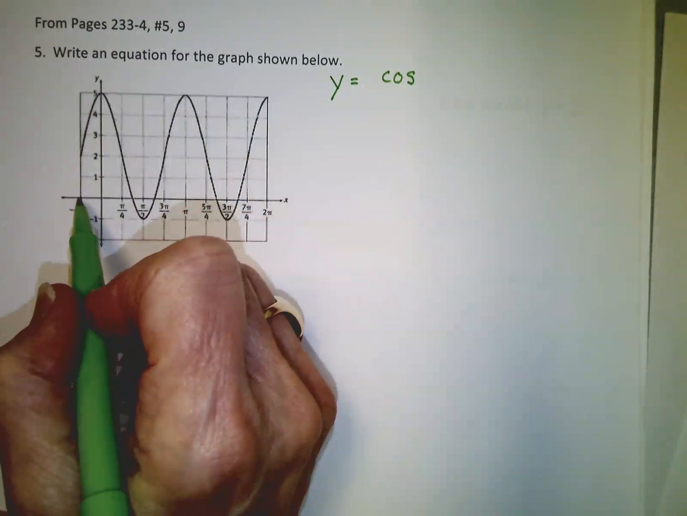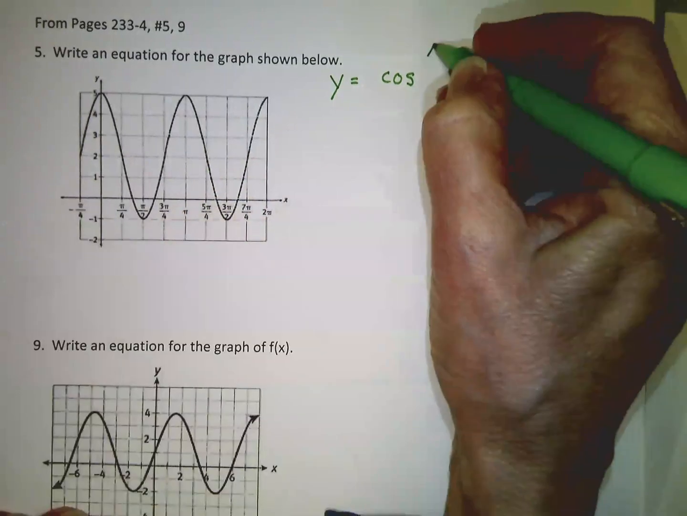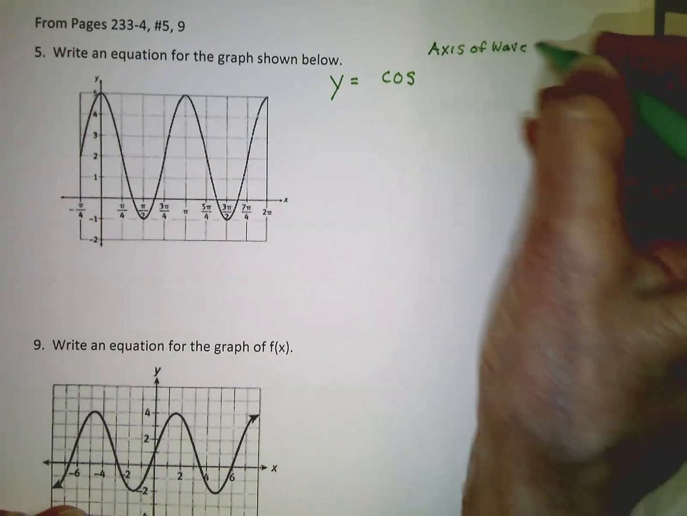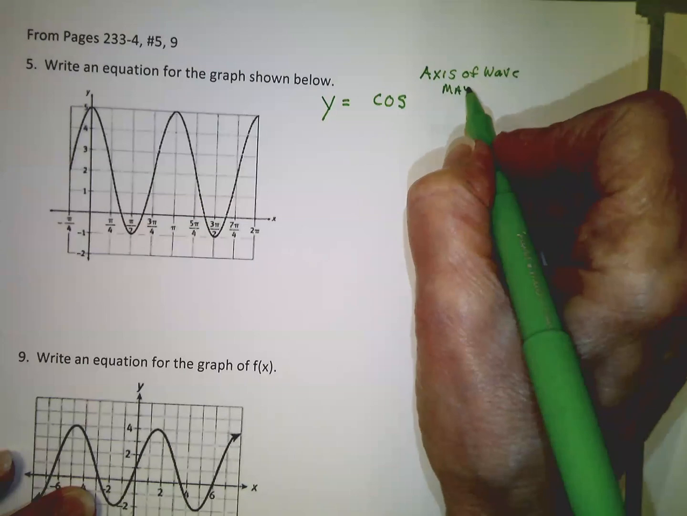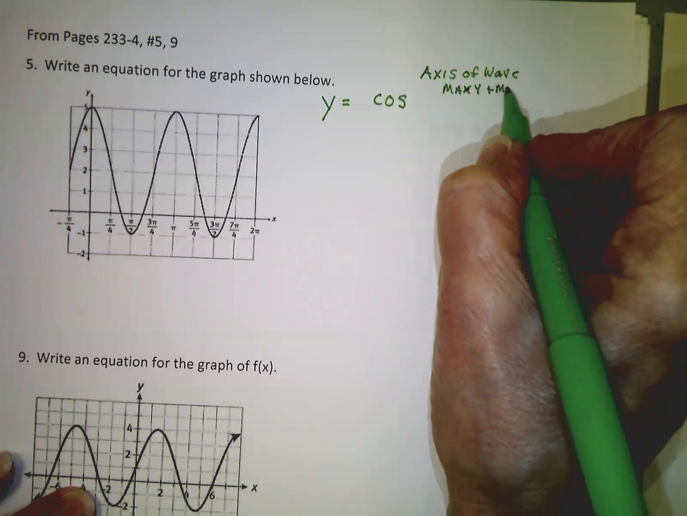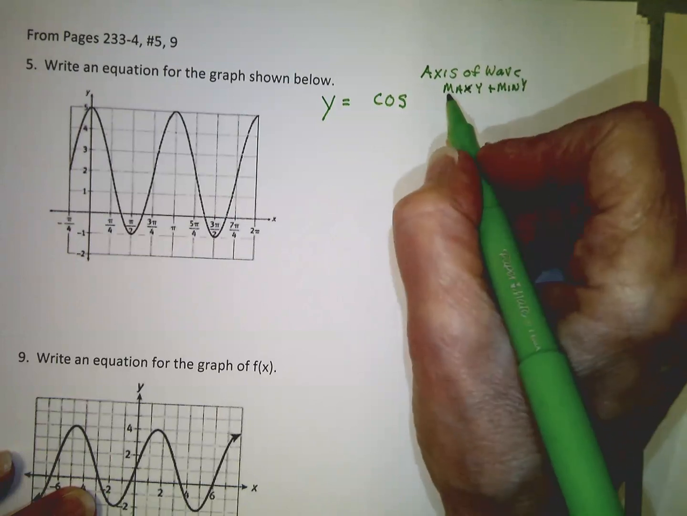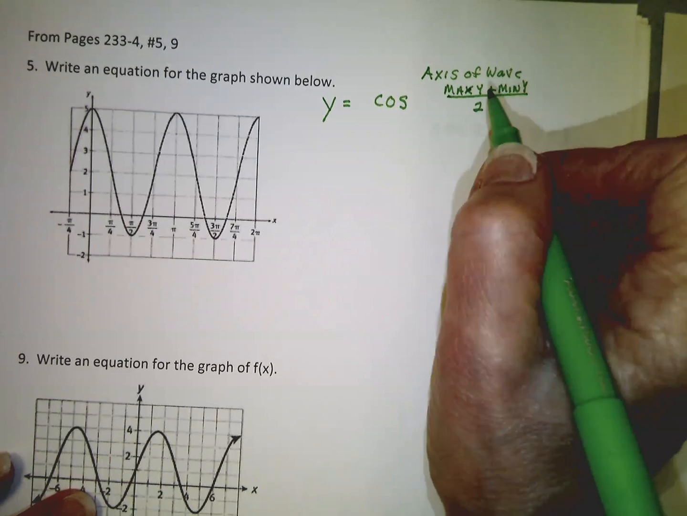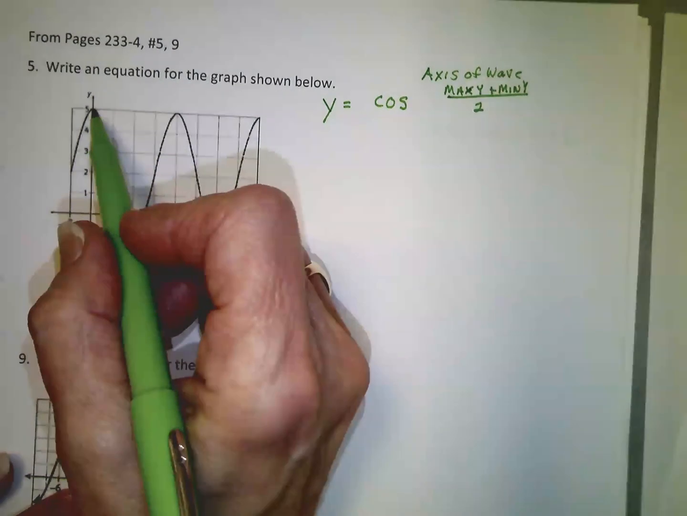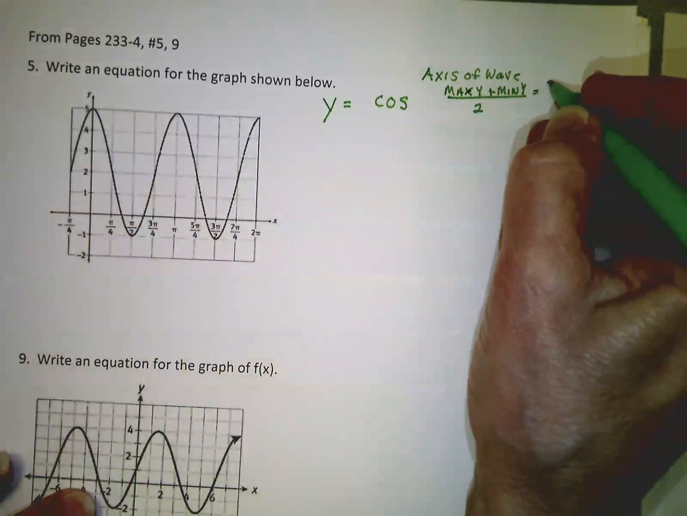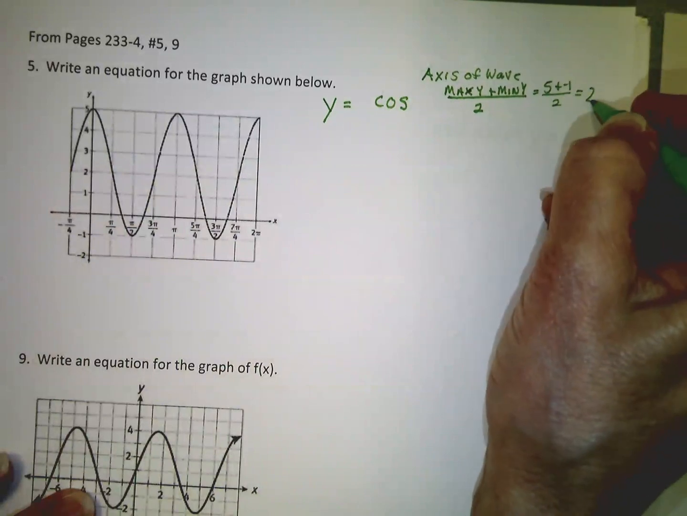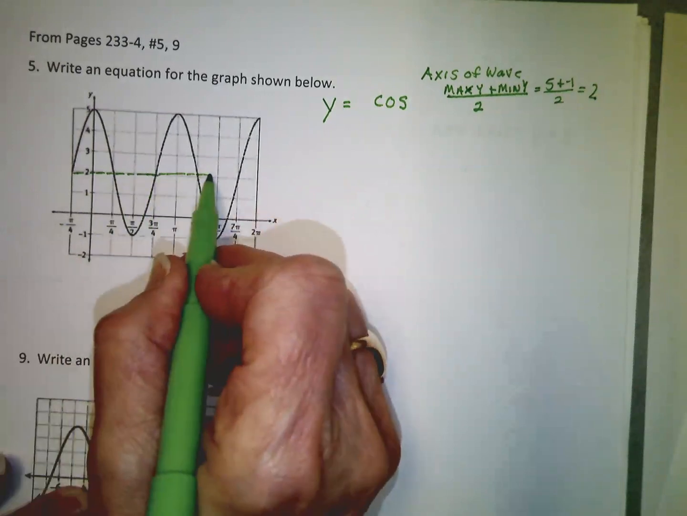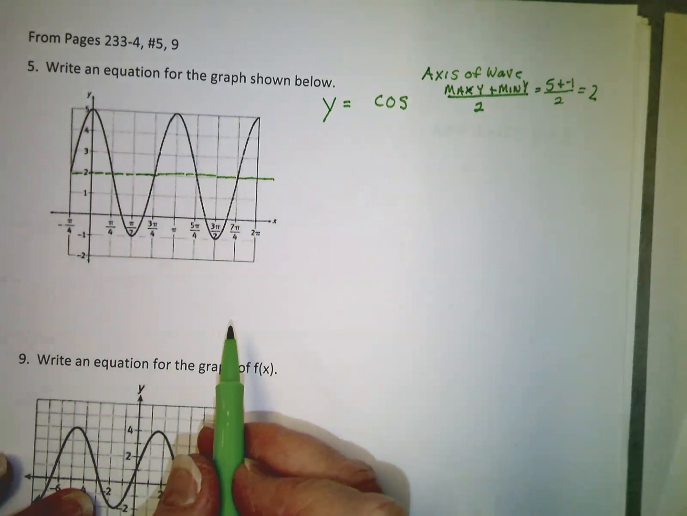The axis of the wave, well, one way we can find the axis of the wave, or the center of the wave, is to take the maximum y plus the minimum y. Now we did the maximum y minus the minimum y divided by 2. They gave us the amplitude. So this time we're going to take the highest y value plus the lowest y value and divide by 2. So we go as high as 5, it looks like, and as low as -1. Divided by 2 is 2. So that's telling us at y equals 2, that's the center of the wave. And it does look like that. It does appear to be correct.